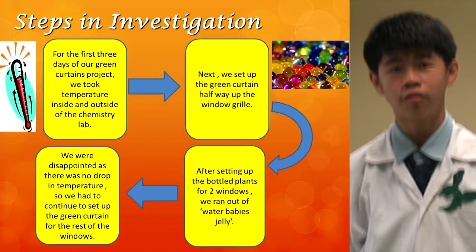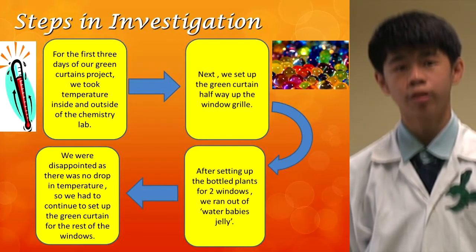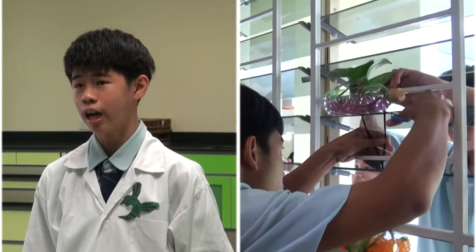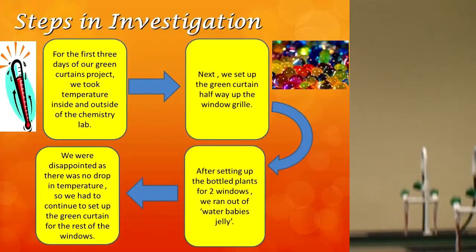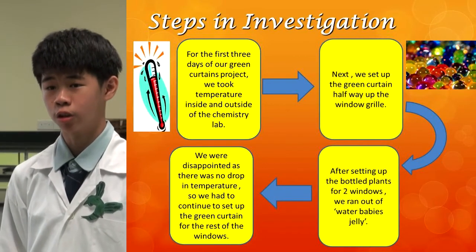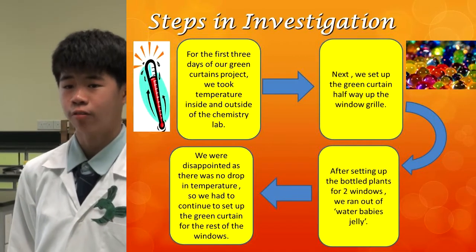For the first 3 days of our Green Curtain project, we took temperatures inside and outside of the chemistry lab. Next, we set up the green curtain halfway up the window grill. After setting up water plants for 2 windows, we ran out of water baby jelly. We were disappointed as there was no drop in temperature, so we had to continue to set up the green curtain for the rest of the windows.